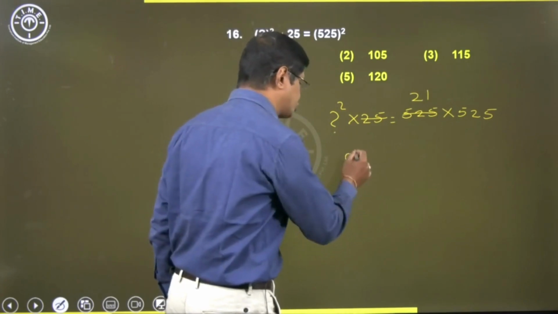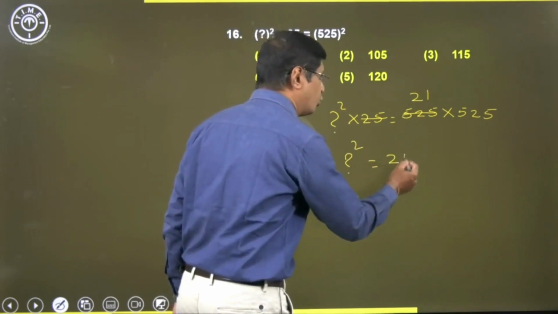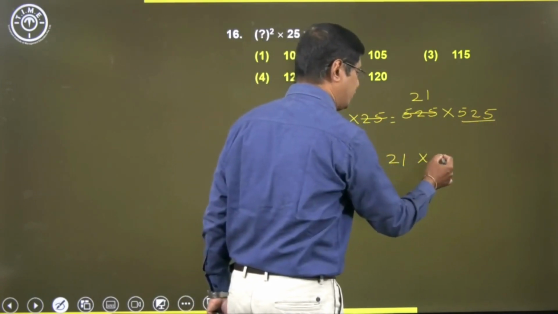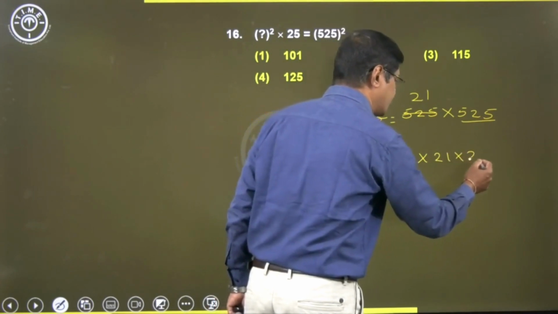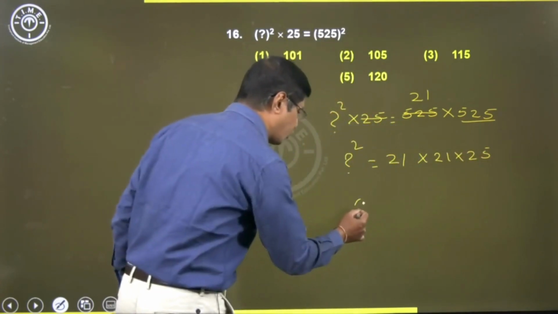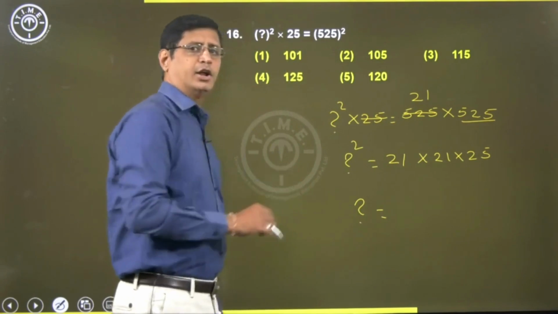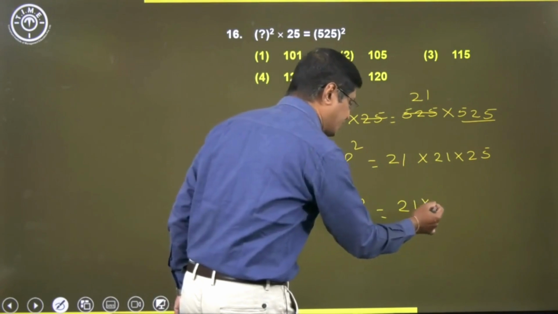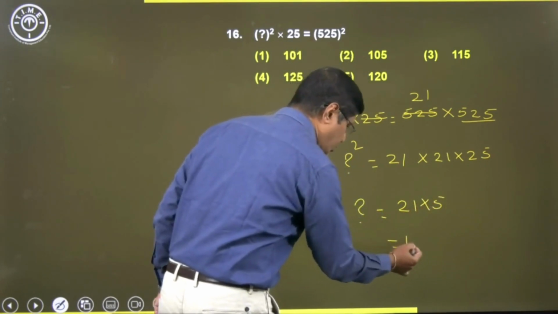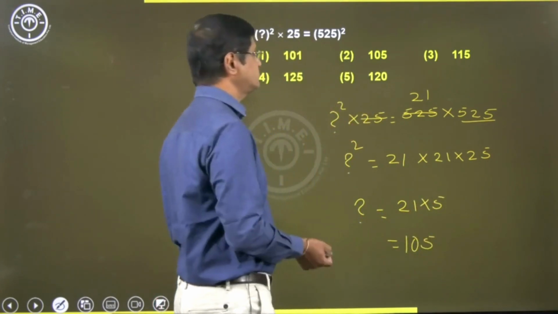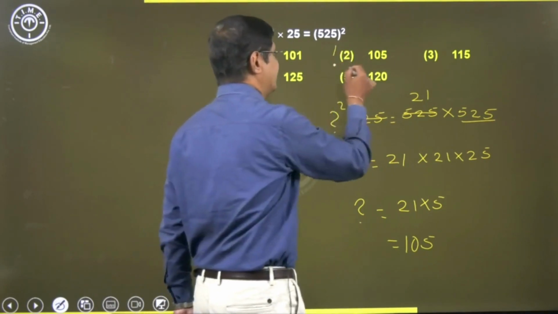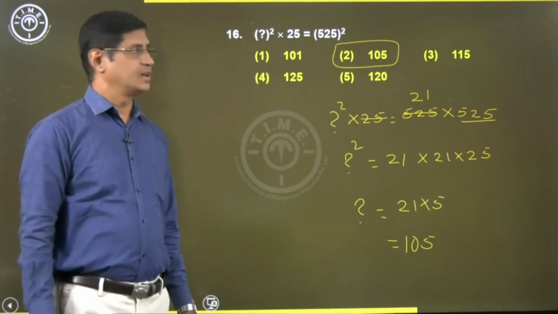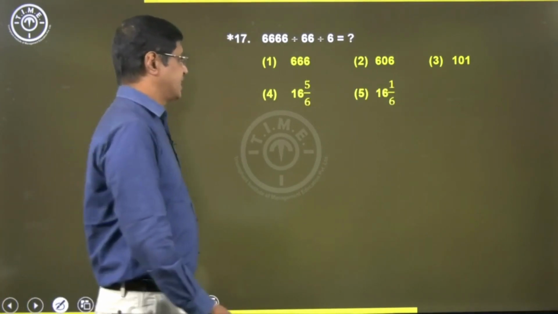Now, what is the value of the question mark? Just look at the board. 21 as it is, and I am expressing this 525 as 21 into 25. Find out the square root of these numbers. Under root of 21 into 21, that is 21. Under root 25, that is 5. How much is the product? 105. So 105 is the right answer for this question, option 2. Second choice. Okay. Look at the next example.